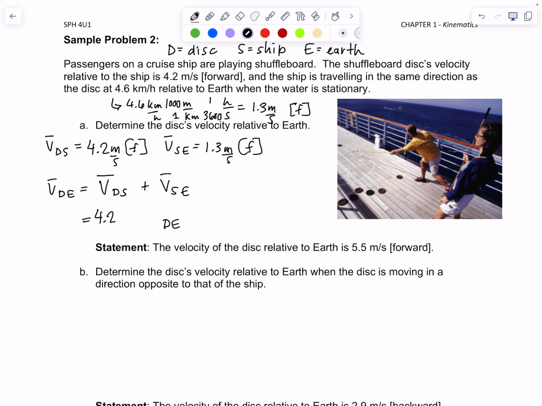And that's 4.2 meters per second forward plus 1.3 meters per second forward. Therefore, the velocity of the disk relative to the Earth, if we add these two numbers, they are collinear, they are same direction, we end up with 5.5 meters per second forward.